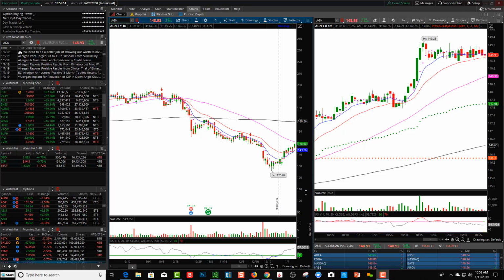Doesn't mean it's going to crash or anything like that. It just means when a stock gets overextended either way, whether it's overbought or oversold, it's going to naturally want to gravitate back to equilibrium, kind of like a rubber band.